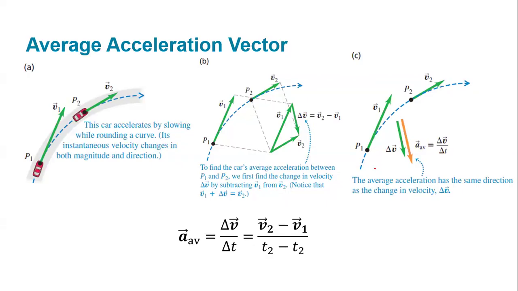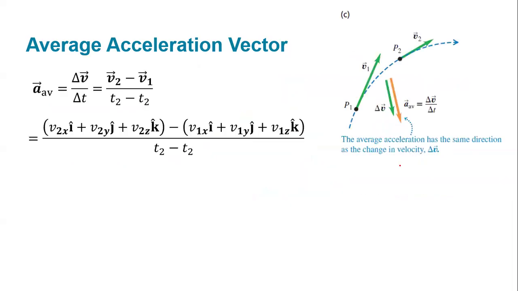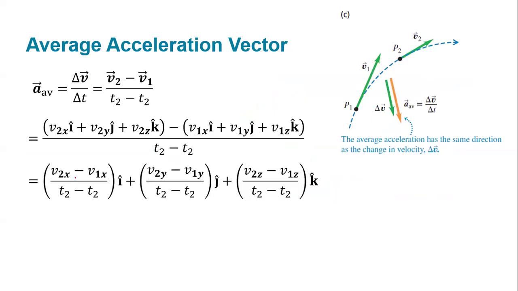So we discussed that the formula for the average acceleration is just the change of the particle's velocity over the time interval. Therefore, this will be equal to the v2 minus v1 vectors over the delta t. The direction of your average acceleration vector is the same as the direction of your change of velocity vector. So if you expand this, it's going to look like this.